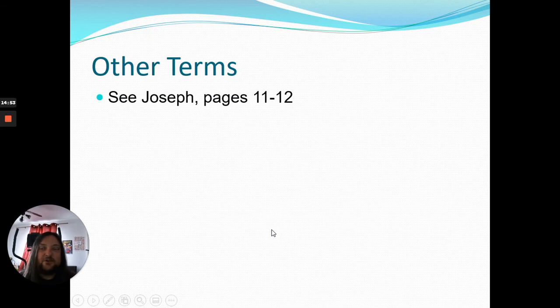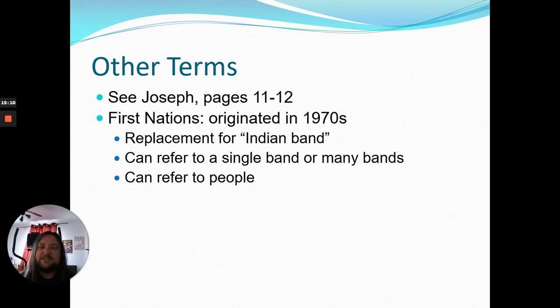So other terms, just from that first little section, you can look at pages 11 and 12 just to see. This might be useful because he's revisiting some of the terms we also already learned earlier on in the semester. So it's good to see how he explains them. There's a bit of variation, but mostly it's the same.